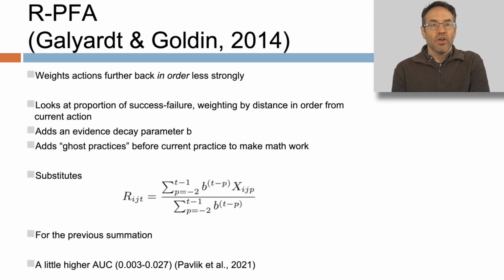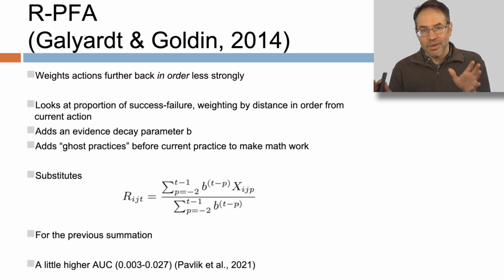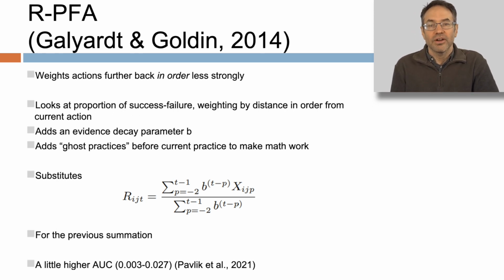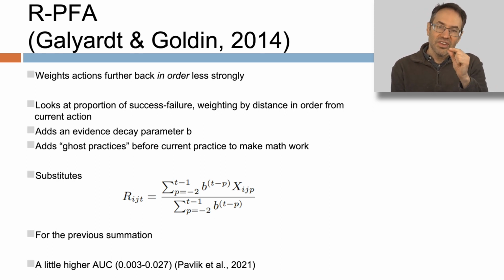A next extension was RPFA by Galyardt and Goldin. RPFA also weights actions further back in order less strongly. What it does is it looks at the proportion of success and failure, weighting by the distance in order from the current action. It adds an evidence decay parameter, and in order to make the math work, it adds what are called ghost practices before the current practices. It substitutes a much more complex equation for the previous summation, and again doesn't get that big a difference over original PFA.